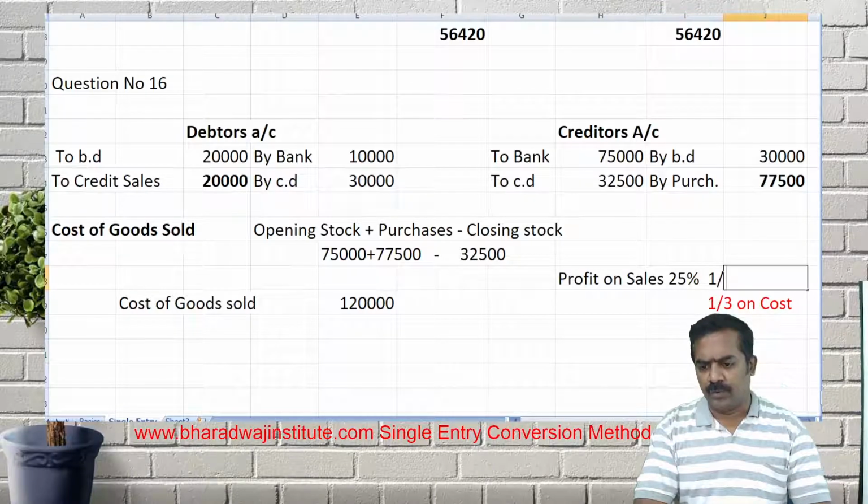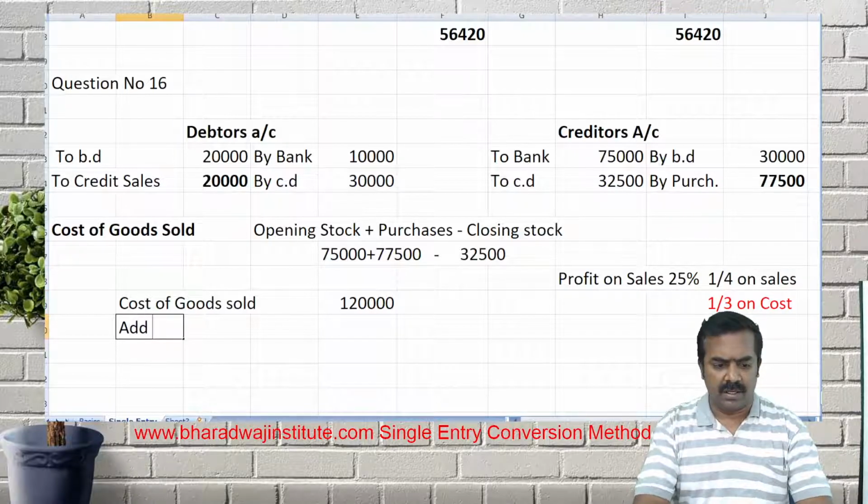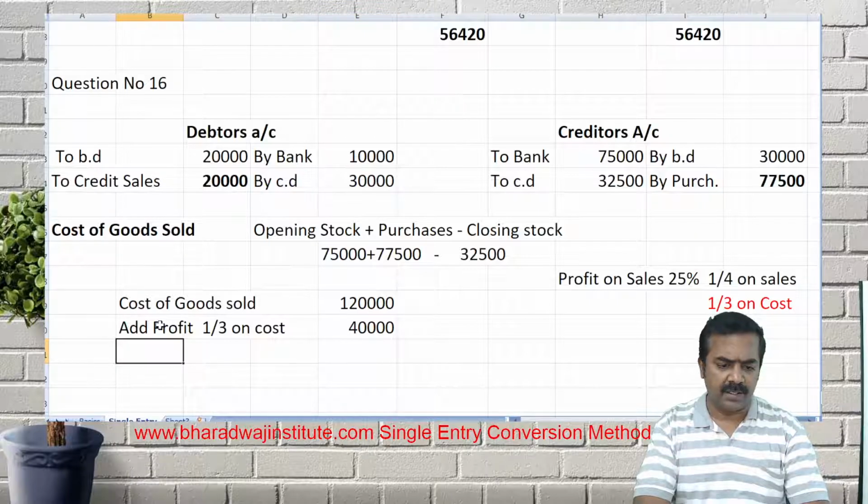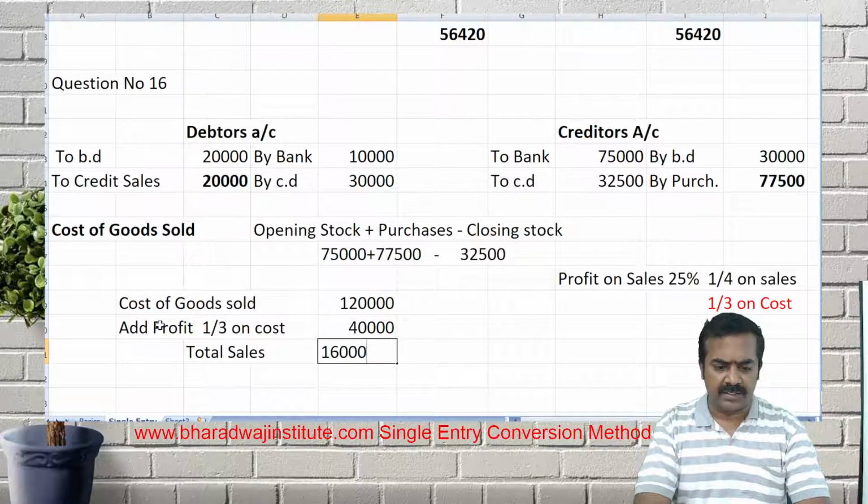Clear? If 4 rupees is the selling price, 1 rupee is profit. So profit will be 1/3 on cost. How much will it be? 40,000. Add 40,000 to cost and you get sales. This is your total sales. Total sales will be 1,60,000.